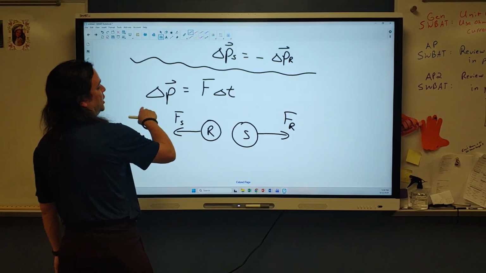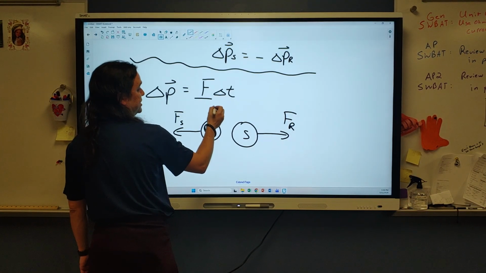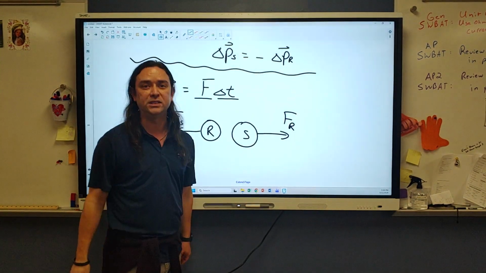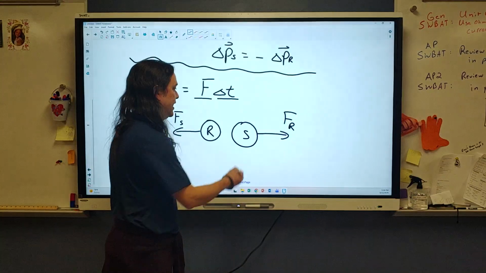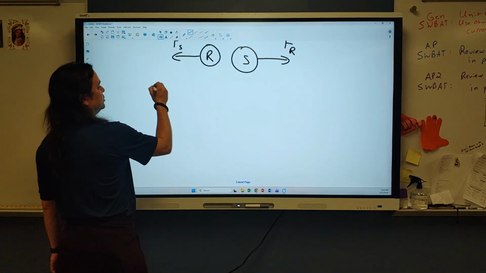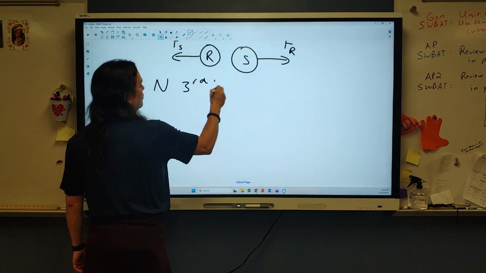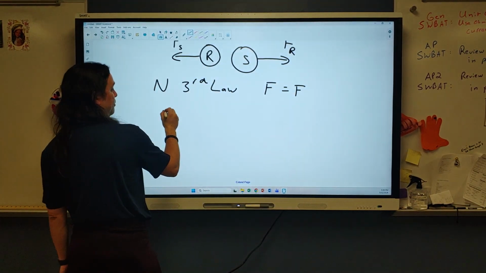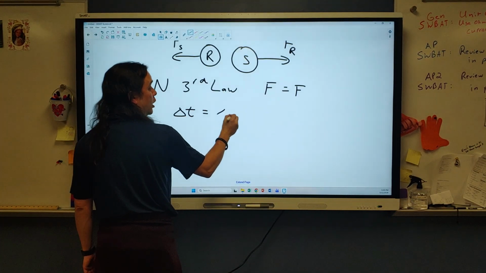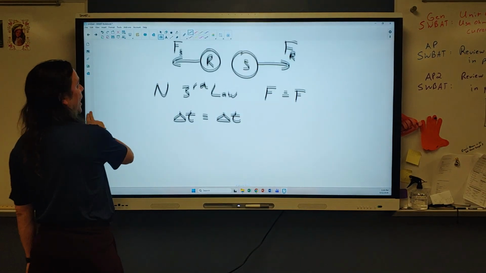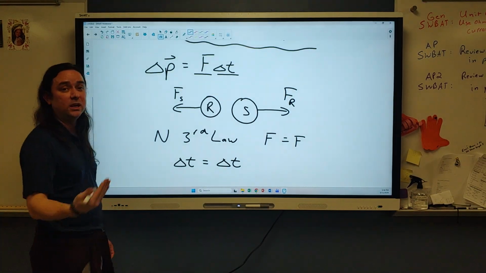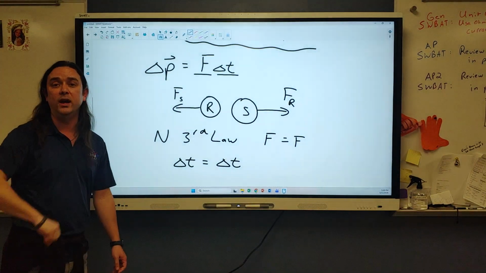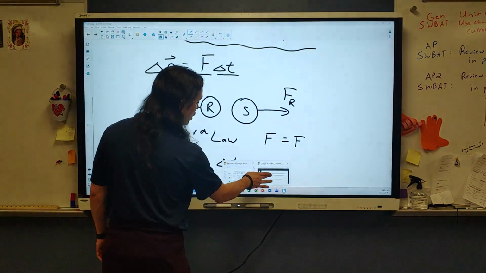When we take into account that our change in momentum is going to be equal to our force, which is the same for both of them, times the collision time, well, if R hits S for 1 second, then S hits R for 1 second. They have the same collision time. So by Newton's third law, our forces are equal to each other, and due to the collision, our delta t's, our collision times, are equal to each other, and therefore our change in momentum must be equal to each other aside from direction. So in this case, our magnitudes would be the same. Two ways to explain the same outcome.